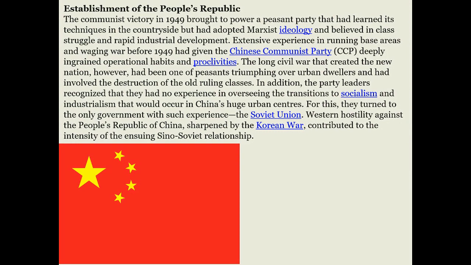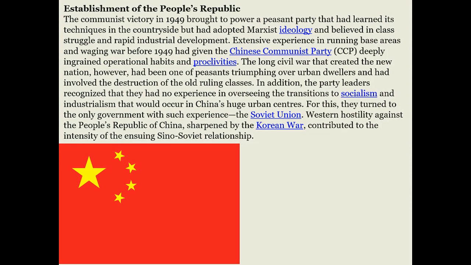The long civil war that created the new nation, however, had been one of peasants triumphing over urban dwellers and had involved the destruction of the old ruling classes. In addition, the party leaders recognized that they had no experience in overseeing the transitions to socialism and industrialism that would occur in China's huge urban centers. For this, they turned to the only government with such an experience, the Soviet Union.